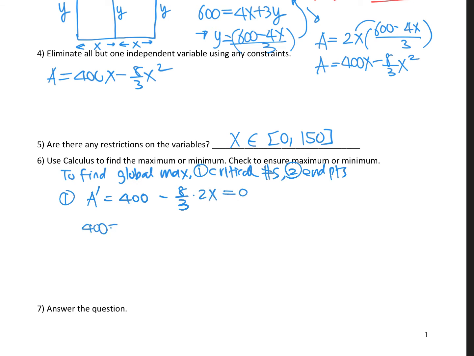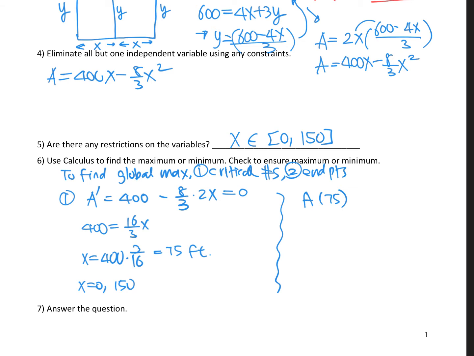So 400 is equal to 16/3 x. So x is equal to 400 times 3 over 16. If you calculate that out, we're going to get 75 feet. So that's my critical number. So I'm going to check that, and the endpoints are 0 and 150. So let's check A of 75. I'm going to plug 75 into the area to see what area I'm going to get. So 400 times 75 minus 8/3 times 75 squared. When you calculate it out, you get 15,000.